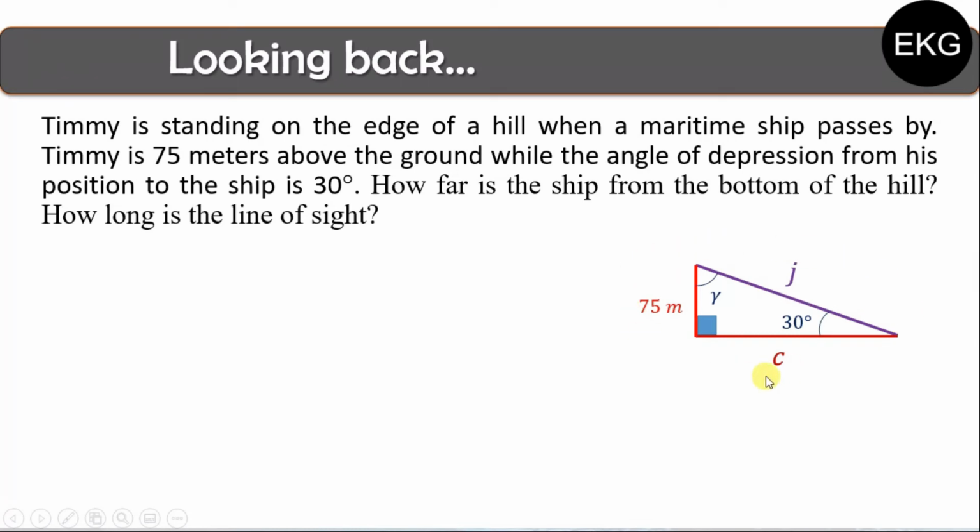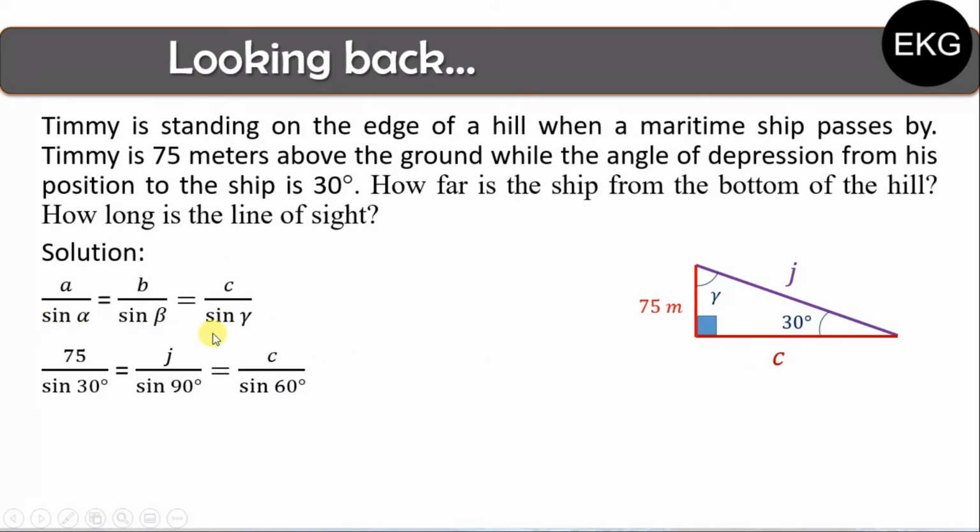Okay? Now, for the solution, apply natin ngayon ng law of sines. So, in this case, 75 over sine alpha, 75 over sine 30, so 75 meters over sine ng opposite angle, which is 30, is equal to J over sine 90, is equal to C over sine gamma, which is equal to 60. Now, bakit naging 60 yan? You analyze this triangle. Okay, paano naging 60 yung value nito?